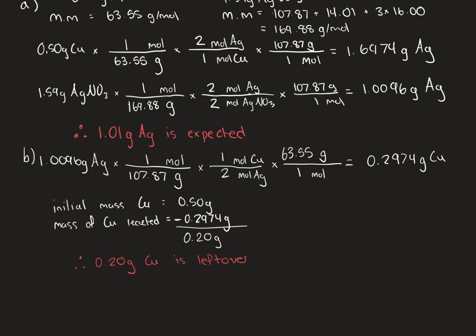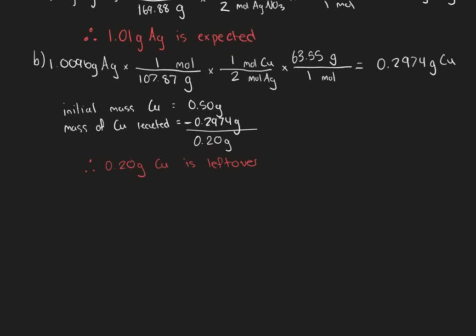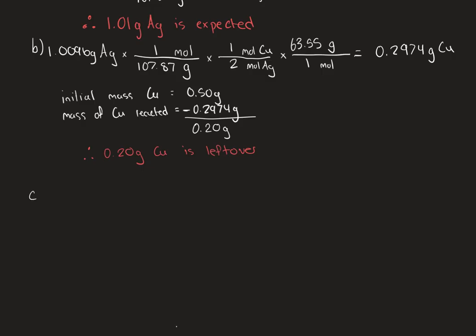Now question C is asking us, what is the percent yield of silver? So the equation for percent yield is, percent yield is equal to actual yield over theoretical yield times 100.